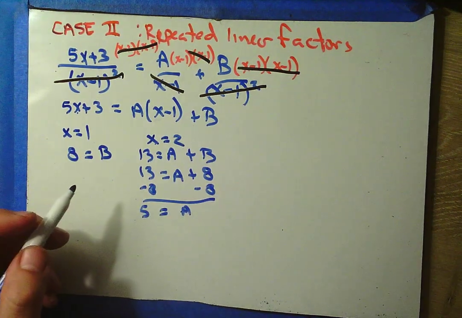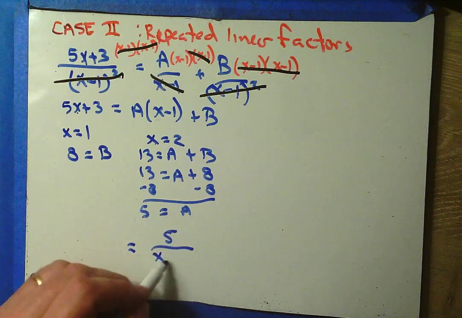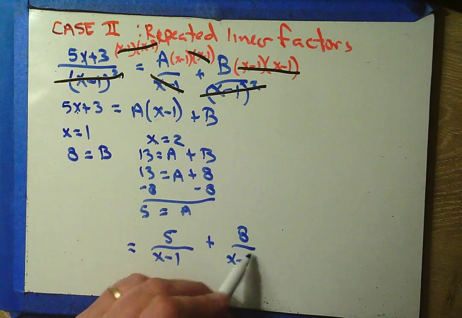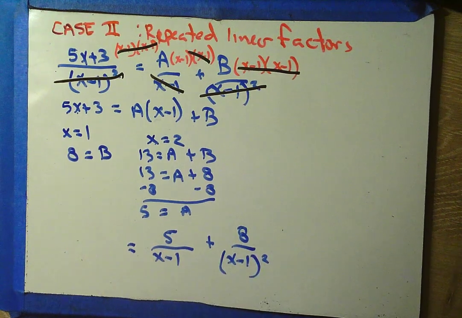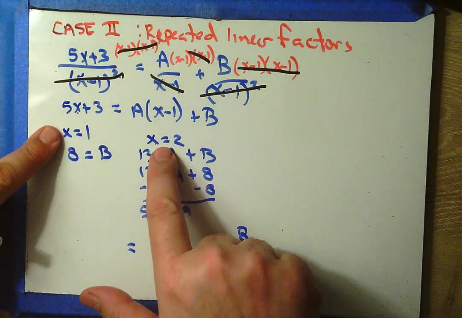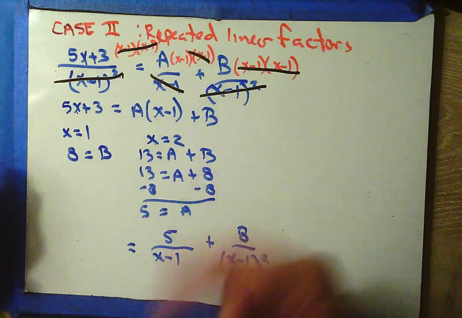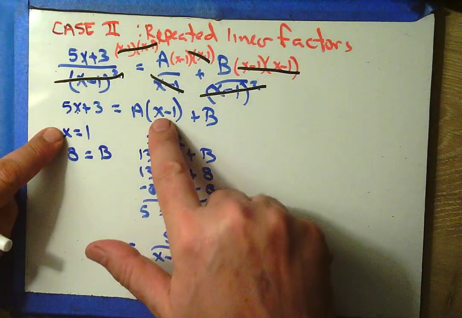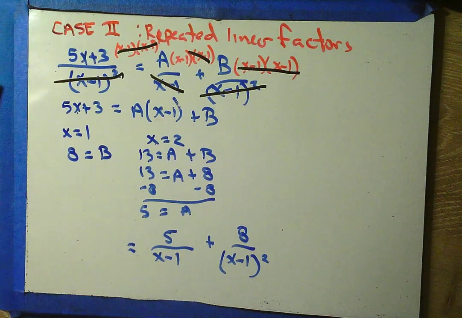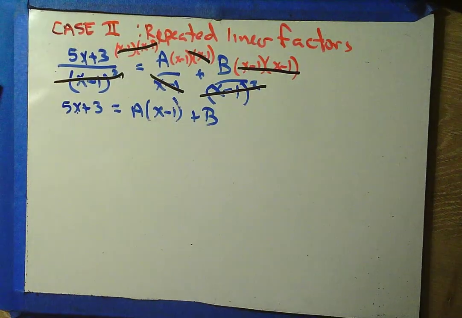So how does this decompose? Well, we've got 5 over x minus 1 plus 8 over x minus 1 squared. So that's using a magic number and a not-so-magic number. It was not-so-magic number because nothing disappeared. It was a magic number because when we plugged 1 in, a disappeared. Okay? Let's take a look at the same problem from this step using systems.